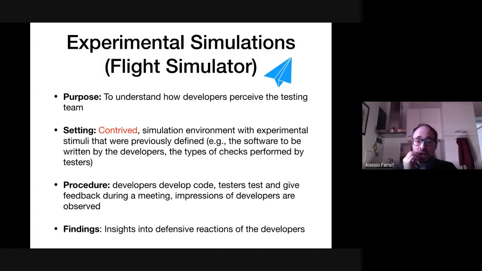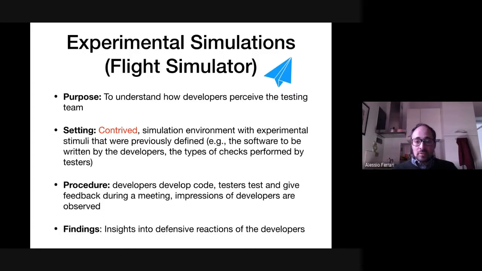And the setting is contrived because in this experiment I've built a simulation environment in the company in which I previously defined the experimental stimuli. So I defined the software that has to be written by the developers and the checks to be performed by the testers. So they are doing a sort of role-playing activity in their company themselves. So I ask the software developers to develop a certain software that is of course limited. It's not like the entire software, it's a sample. It is similar to what you would do with a lab experiment, but in a specific research environment. So a specific development team and a specific testing team, okay? And I have defined the procedure, okay? What would be the procedure for developing the software and also the checks to be performed by the testers.